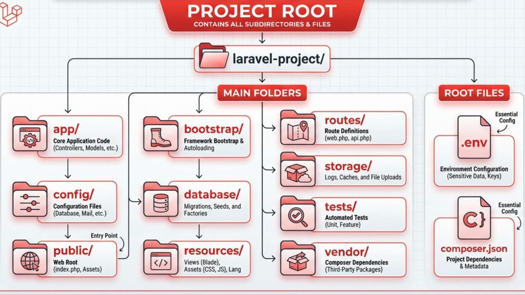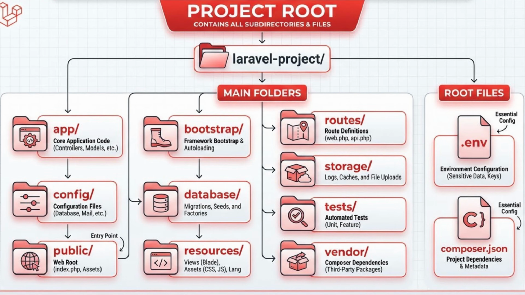On another side of the structure, the routes folder defines all URL routes that your application responds to. Files like web.php and api.php live here, mapping web pages and API endpoints to specific controllers. The storage folder is where Laravel keeps logs, cached data, compiled views, and uploaded files. This folder grows as your application runs.